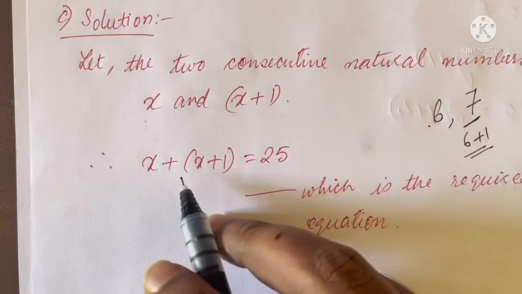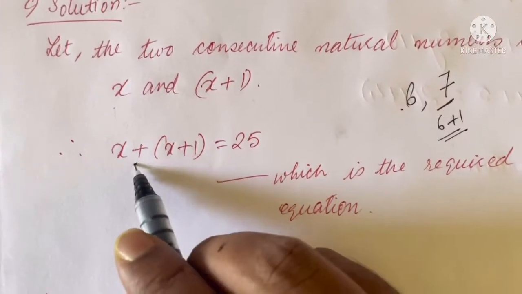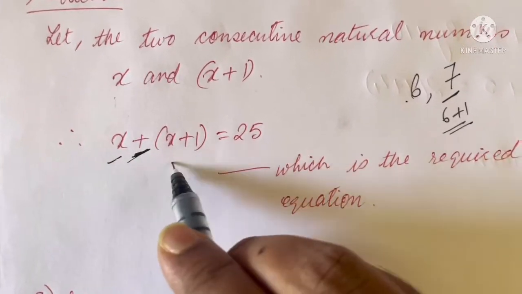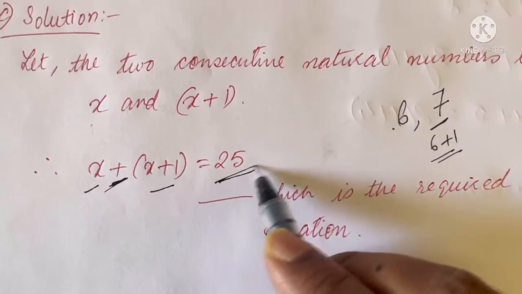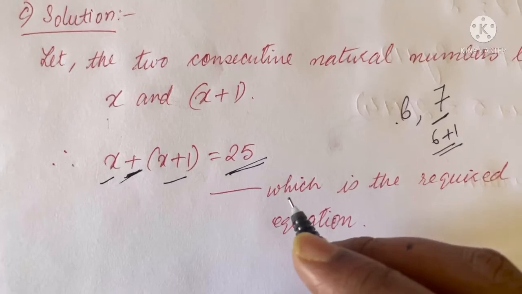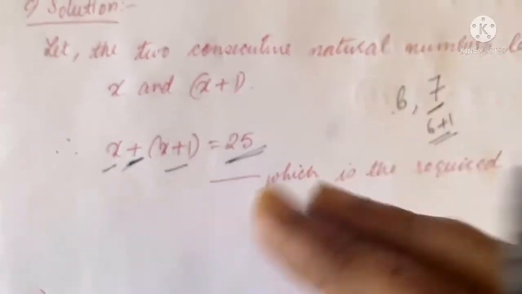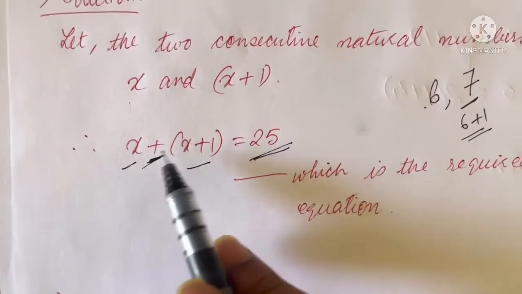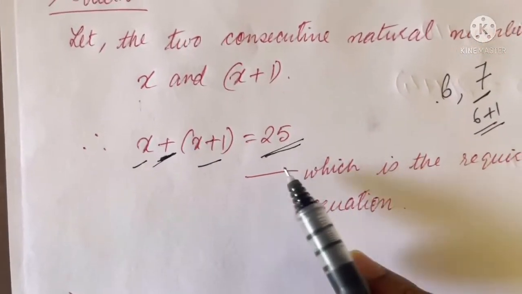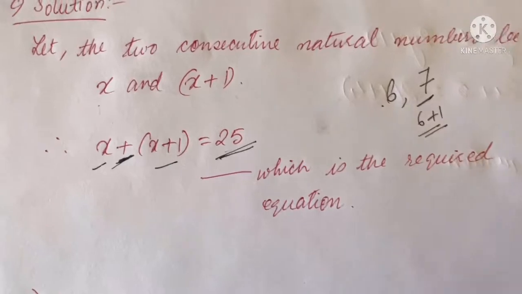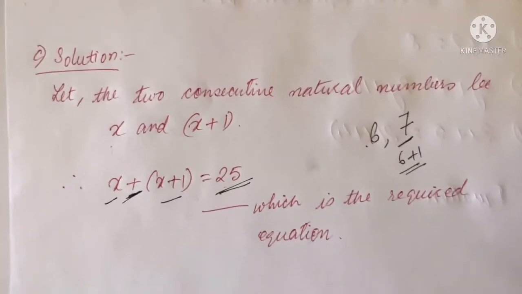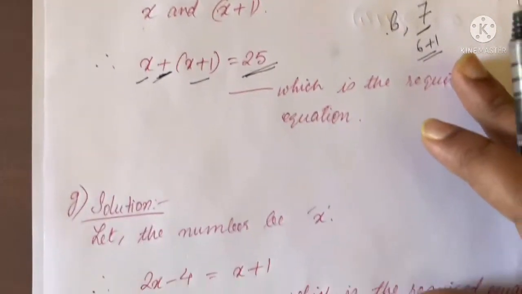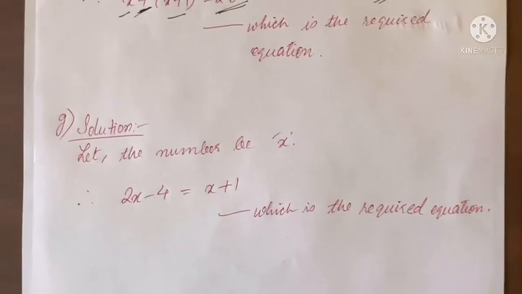Now according to the question, the sum, that is addition, of these two numbers is equal to 25. I hope you understand this. The sum of the two consecutive natural numbers is 25. So we have taken the two consecutive natural numbers and we have added them, and hence we have got 25, which is the required equation. Very simple process that we are following. Let us move on to the next one, which is question number G.